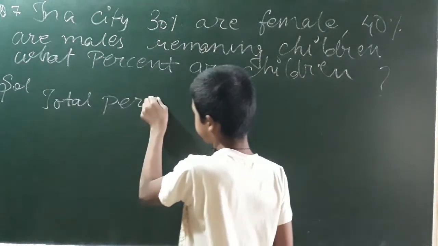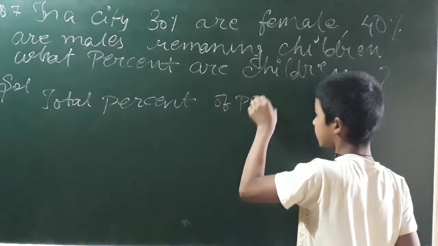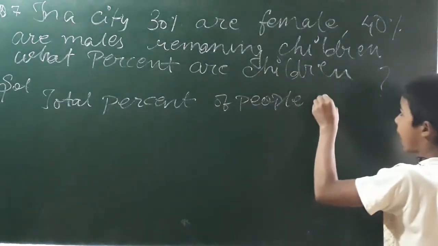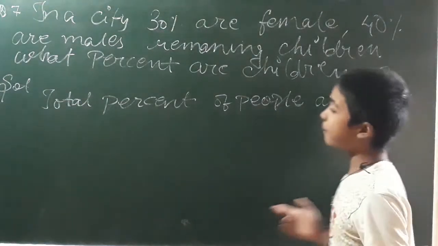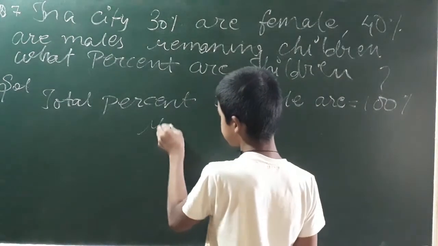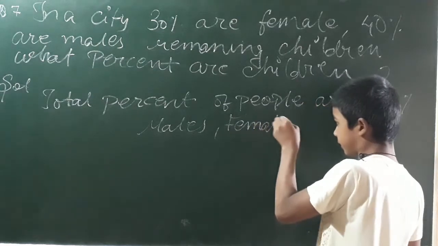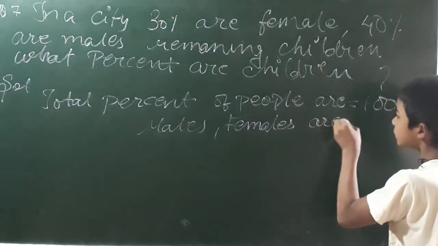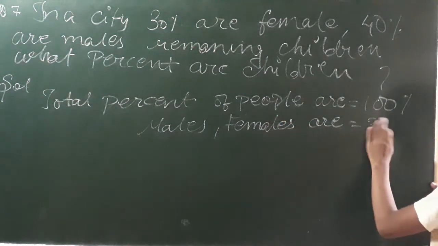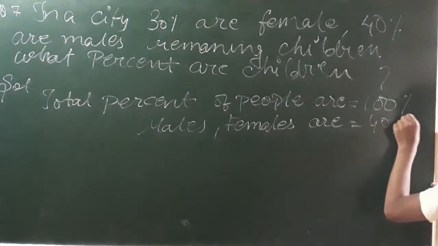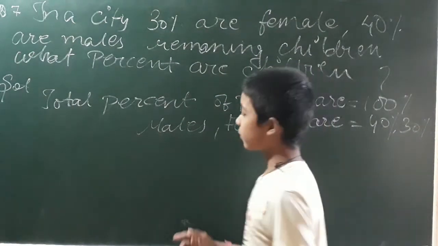Okay, what will we write? Total percent of people are 100. Okay, 100% are there. And males and females are how much? Females are 30%, males are 40%. Okay, so finding the children. So we write children.